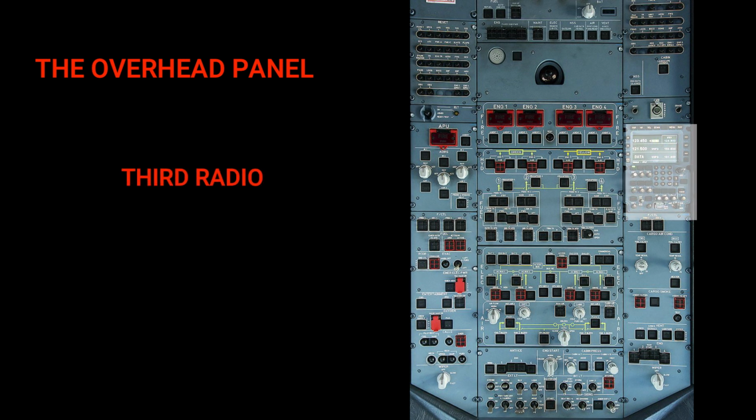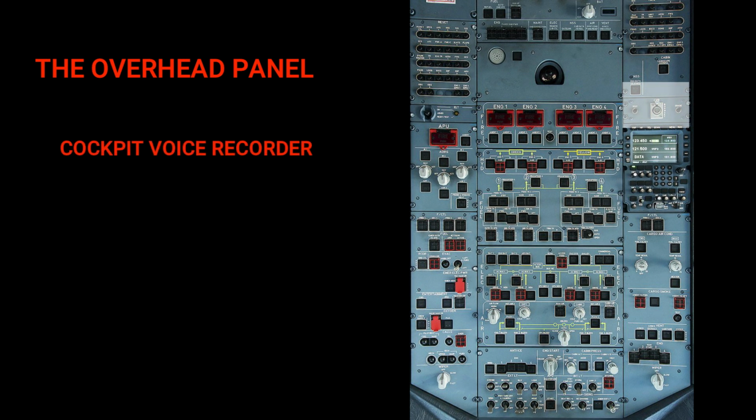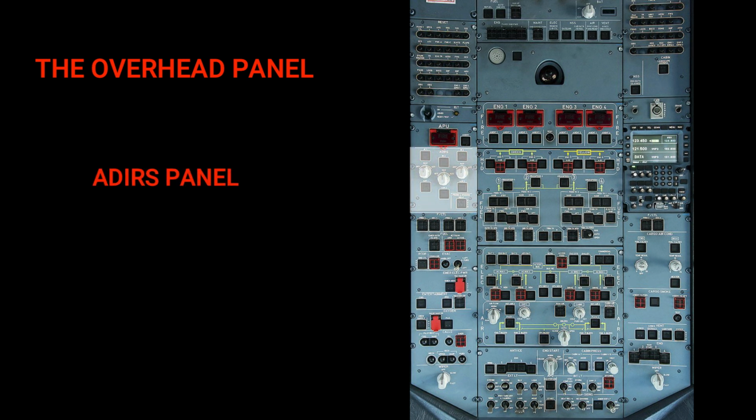We talked about the third radio when we were looking at the main instrument panel, and here it is. Above the radio is the cockpit voice recorder, or CVR. To the left hand side is the ADIRS panel, or the Air Data Inertial Reference System. It is with this combined with GPS that we get our navigation display from.